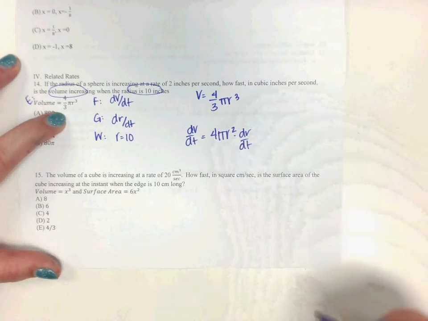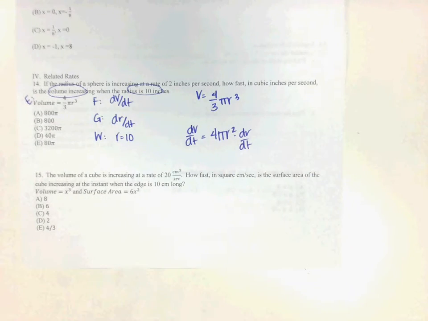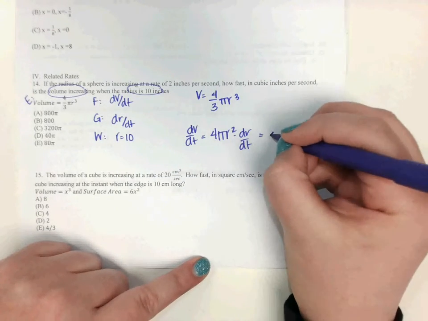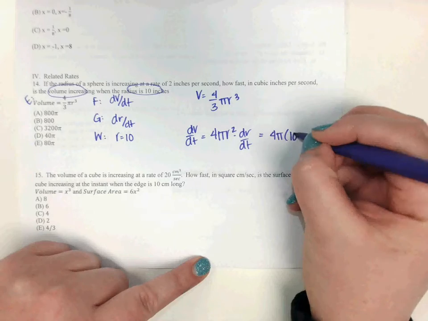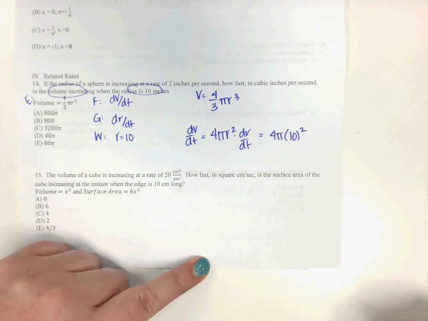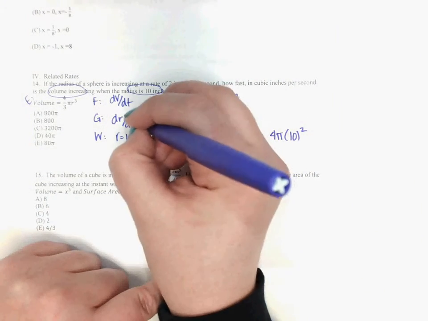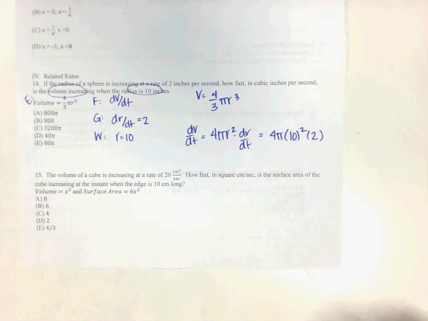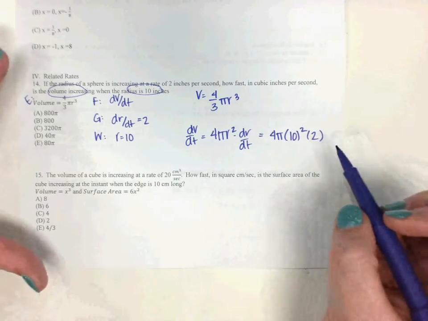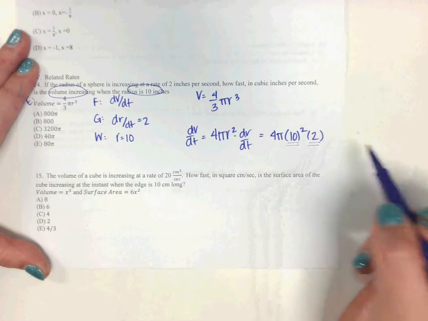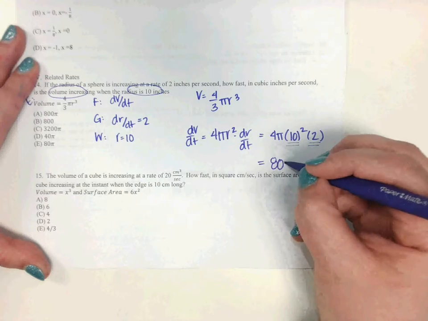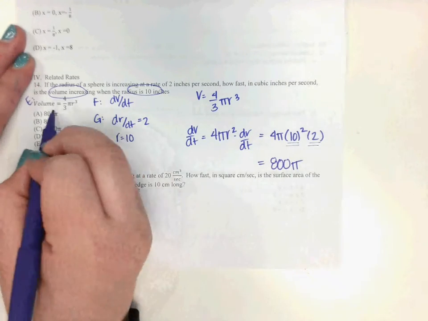Okay, very good. Then from there, you're just plugging stuff in. dV/dt is what we're finding. So I'd have 4 pi, r is 10, and then dr/dt was given to be 2. So 10 squared gives me 100. 100 times 2 is? Times 4 is? 800 pi. Perfect. Okay, answer A.